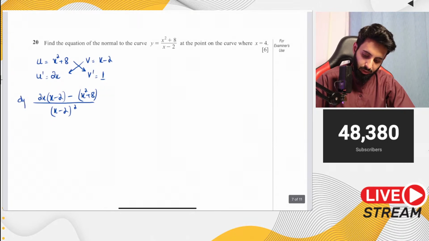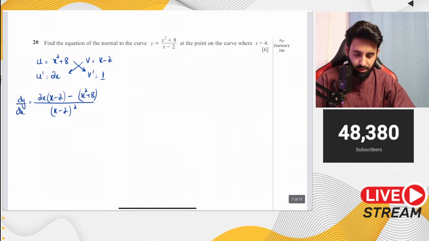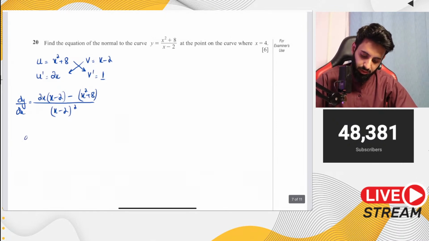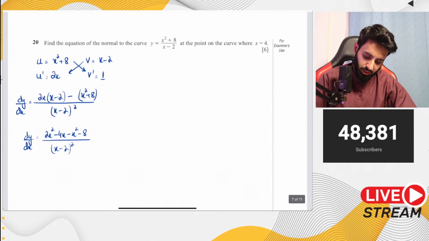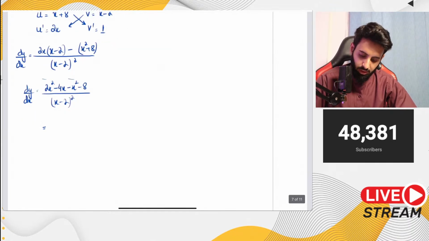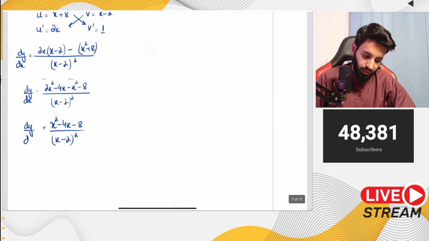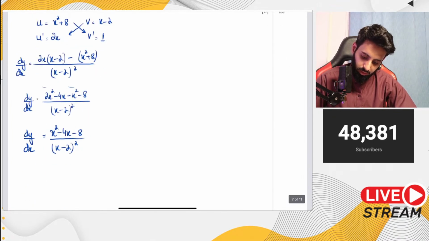Okay. Now, the good thing about having a value of x is that you don't really have to simplify it, but if you still want to do it, go ahead, makes no difference. So 2x into x is going to be 2x square minus 4x minus x square minus 8 over x minus 2 the whole thing square. Now, 2x square minus x square is something that can be further simplified, so I am going to do that. x square minus 4x minus 8 over x minus 2 the whole thing square. Okay, so now we plug in the value of x, which is 4. So x equals to 4.